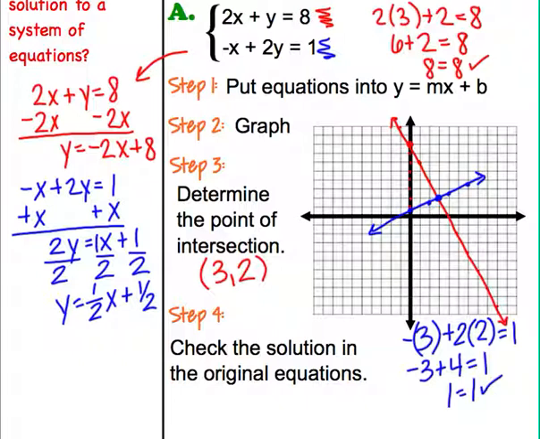So we are good to go, which means now we need to identify the system type, which, because it has one solution, means that it is consistent and independent.